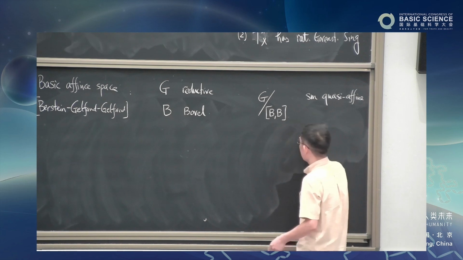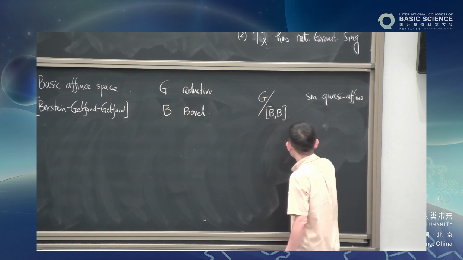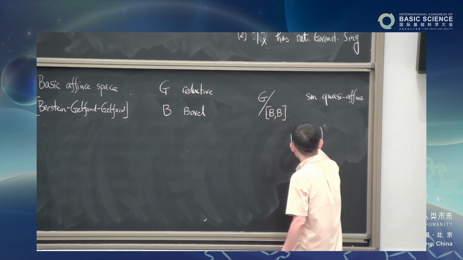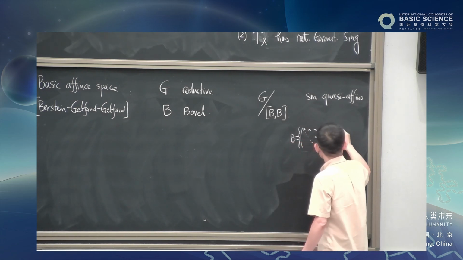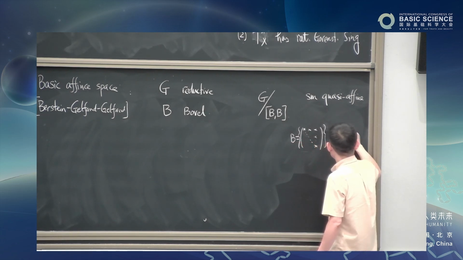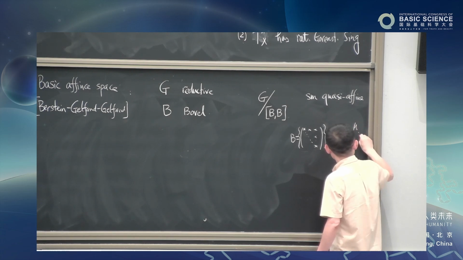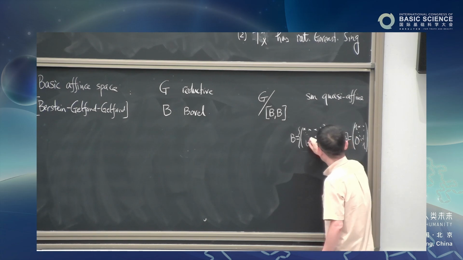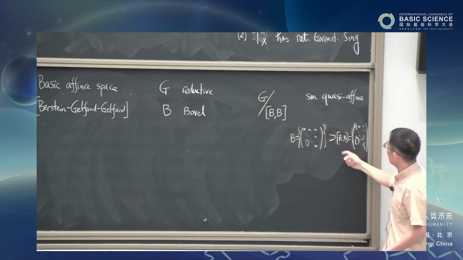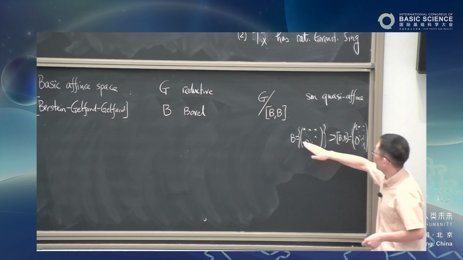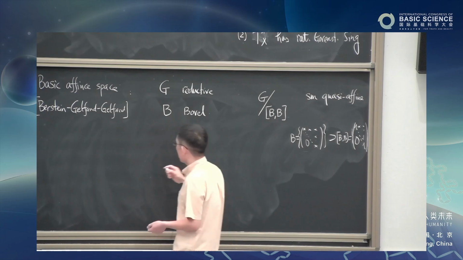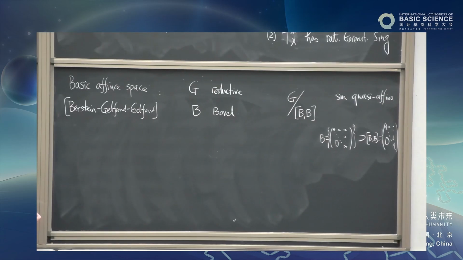So just a baby example. So you may take a B. It looks like upper triangular matrices like this. And then this B' is just like 1, 1, and then this is 0, 0, something like this. This is B', and then you take this quotient G mod B'. This is smooth quasi-affine. And then in this case, in fact, why are we interested in this?